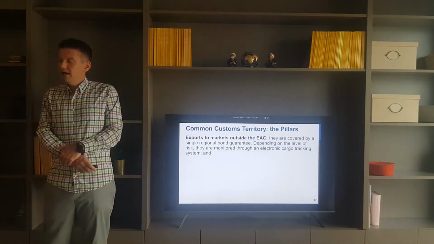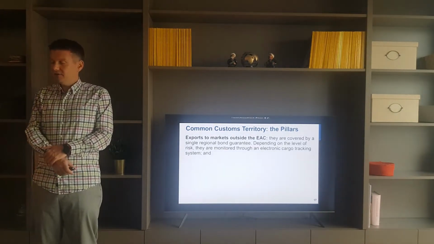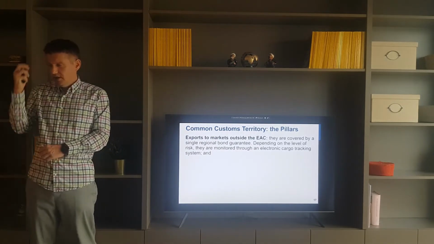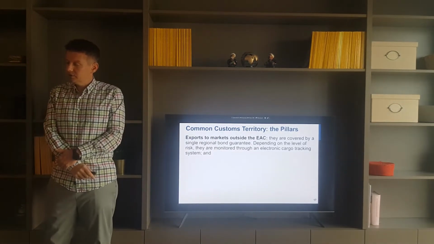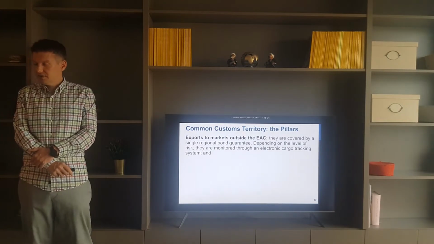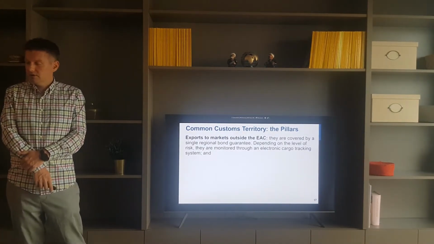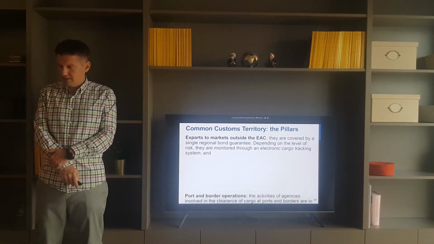Okay? Exports to markets outside of the East African Community. That is a whole different story. Here, they are covered by the single regional bond guarantee. Depending on the level of risk, they are monitored through an electronic cargo tracking system.